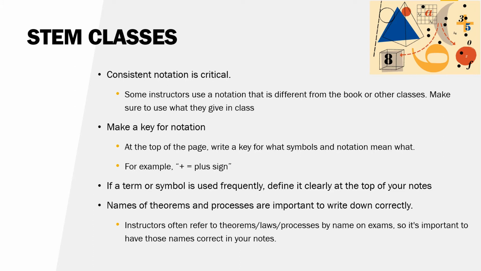One thing that can be helpful is making a key for the notation. At the top of your page of notes, you can write a key for what the symbols and notation mean. For example, you can write a plus sign and then say that this is a plus sign written out. If a term or symbol is used frequently, define it clearly at the top of your notes.